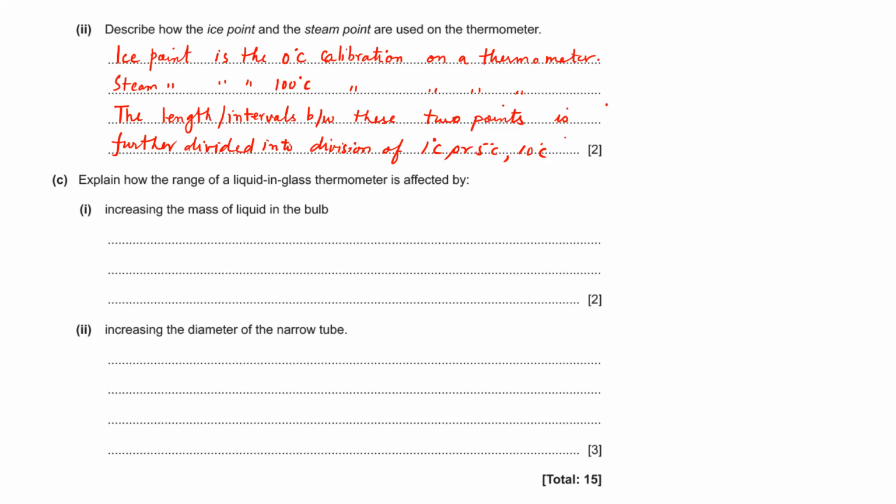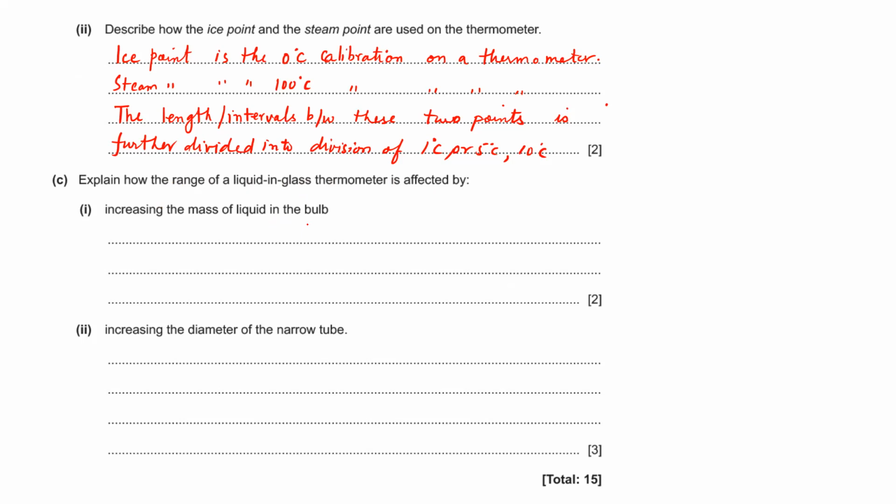Expansion or contraction of a liquid is related to the increase and decrease in temperature of the liquid, or the surrounding against which the thermometer is used. And then question part C says explain how the range of a liquid in glass thermometer is affected by increasing the mass of the liquid in the bulb.